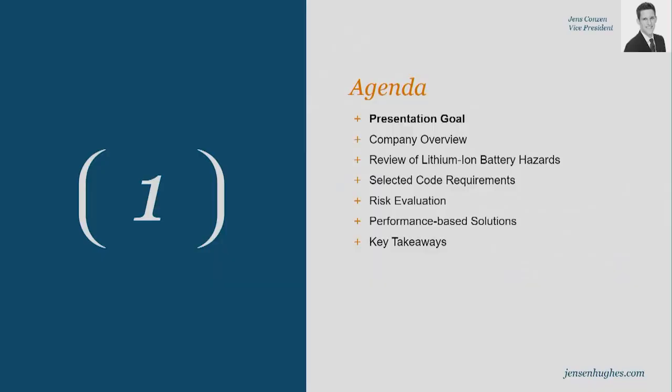Here's the agenda that we have prepared for today. First, let's go over the objective of this presentation. Why are we here? What are we talking about? Then a bit about our company so that you have an idea from what perspective we see this issue. We'll review lithium-ion battery hazards. We'll take a look at some of the selected fire code and fire life safety code requirements, and how we can meet them or exceed them. Or sometimes we will find there are no defined requirements, so how can we protect appropriately?